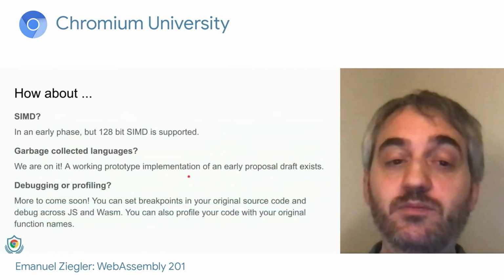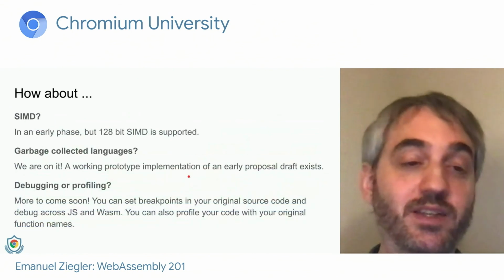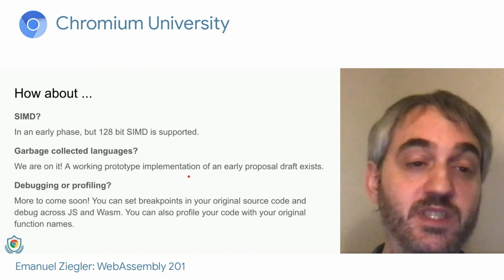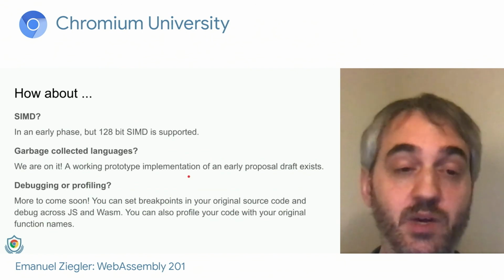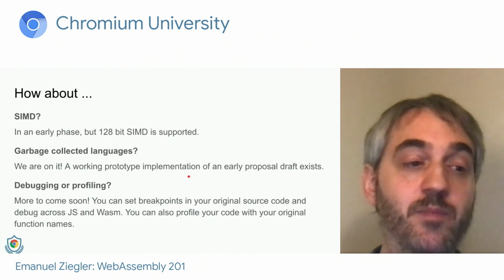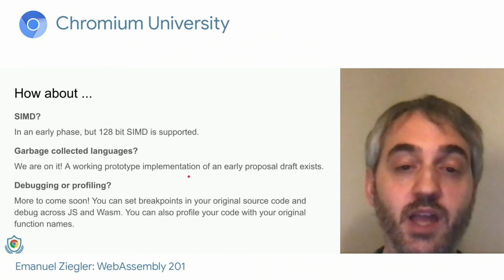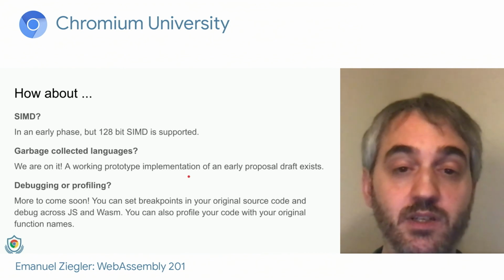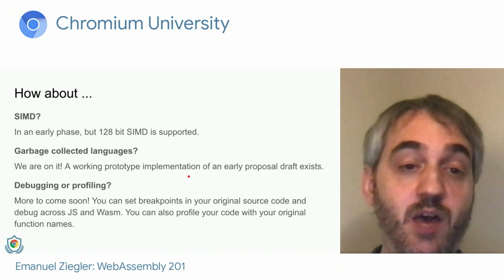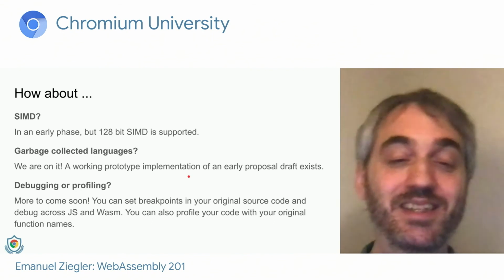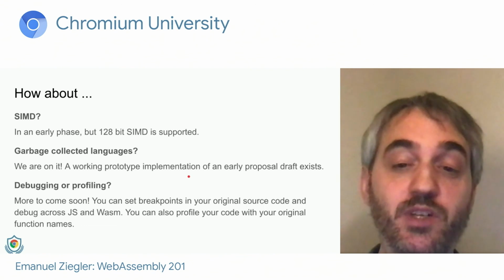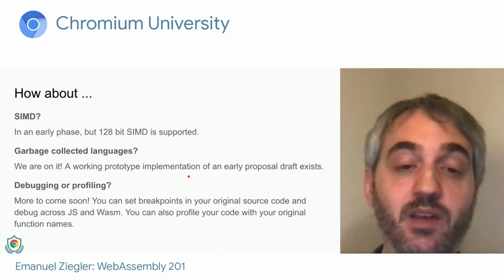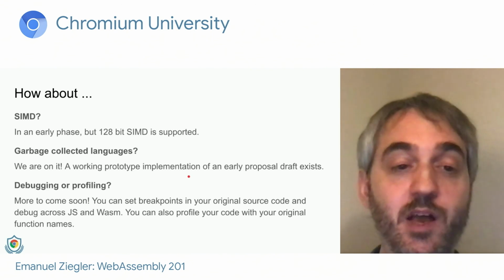So you might ask, how about other features that one could think of? I'm highlighting three features here that I would like to talk about very briefly. One of them is SIMD. Similarly to what we did with the multi-threading, we already implemented it and shipped it, even though it's in an early phase. So you actually can try out SIMD if you're interested in that. At the current time, the proposal supports 128-bit SIMD instructions. We're also working on garbage collected languages. So this is much earlier in the prototyping phase. We have a working prototype of that based on an early proposal, but the proposal process is still in the making and things are still being figured out. However, it's a very exciting field to come for WebAssembly.